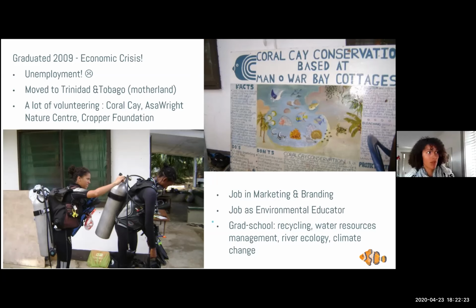I was at the Copper Foundation, Asa Wright Nature Center, which is this bird sanctuary. I did some environmental education stuff for them. And then I also went to Coral Cay, which was this NGO in Tobago. And I spent 3 months there, and this was a very important stepping stone for me of why I am here today. And it's funny because sometimes there are these things that we do in our past that we later realize, had I not done that thing, I would not be here. And this is one of them.